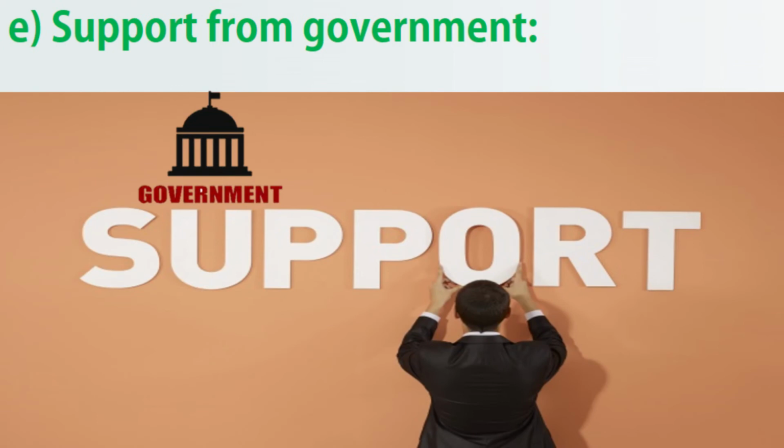Moving on to the next advantage, support from the government. Usually a cooperative society gets support from the government in the form of tax benefits, subsidies, funds, and also loans at lower interest. By this, it also helps to reduce the cost. So there will always be support from the government because their intention is to provide services instead of making profit.